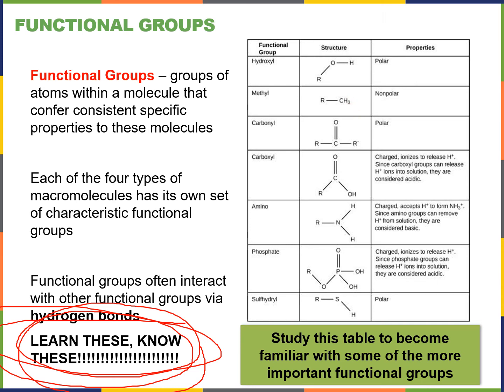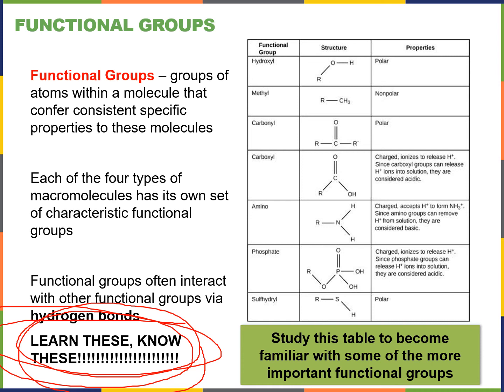Or a methyl group, CH3. It's nonpolar, but this can interact with other things out there, but not in such a polar hydrogen bonding method that the hydroxyl will. Carboxyl. Carbon, oxygen, COOH. The hydroxyl, the OH, and that double bond oxygen will have charges. They will ionize. They will give it a polarity.